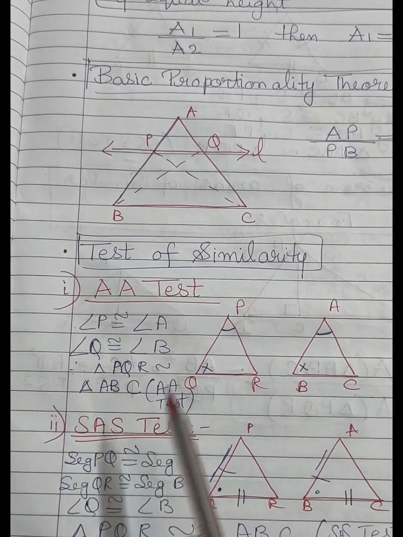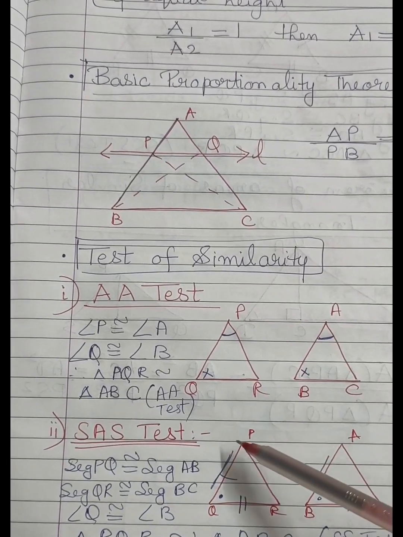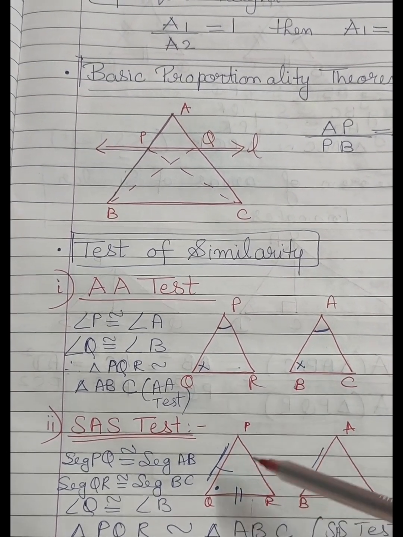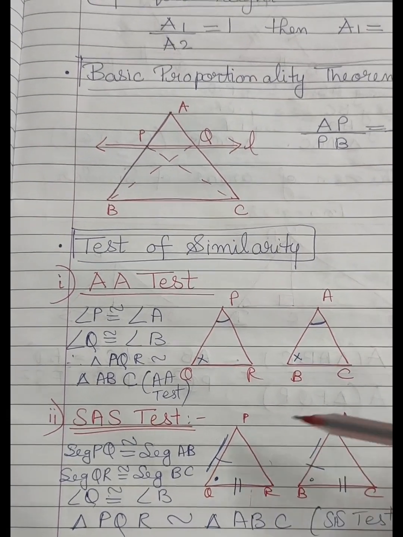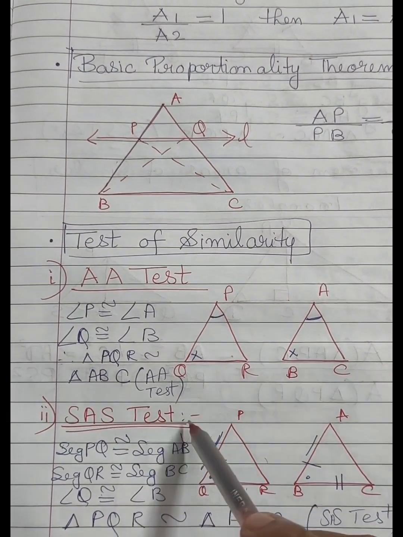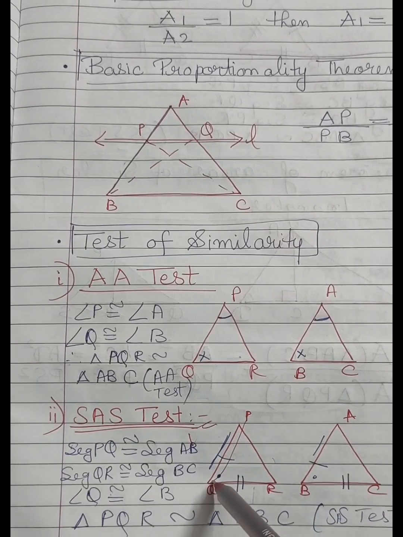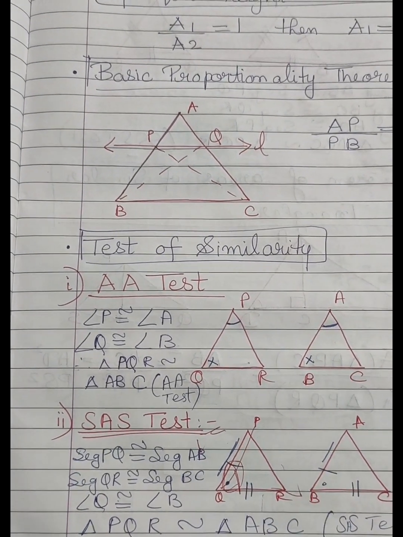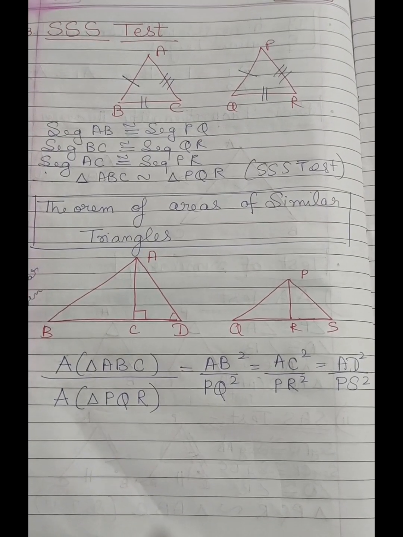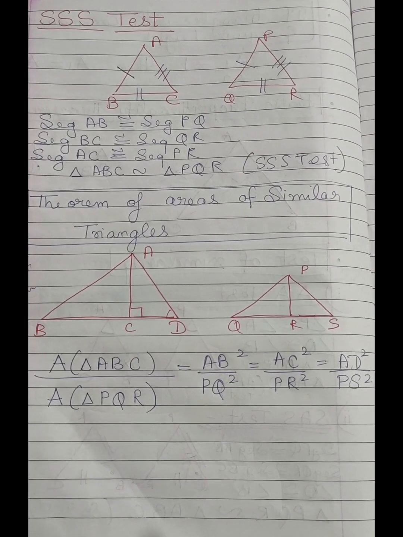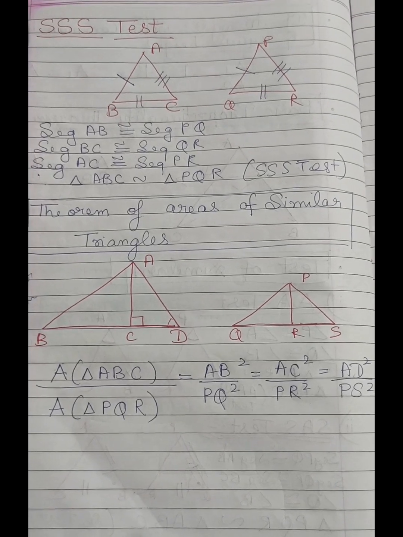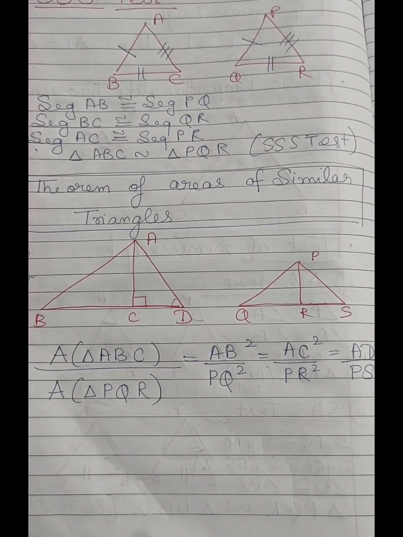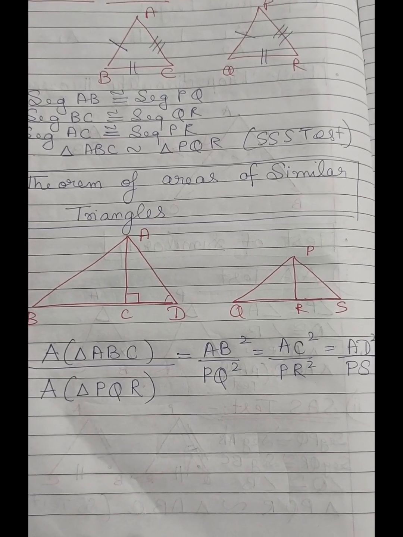SAS test tells you if a side, angle and a side is similar, then the triangles are similar. You can remember this by vada pav, where you have the pav here and the vada is kept as the angle. Next one is the SSS test, where all the sides are equal, then the triangles are similar. And then you have the theorem of areas of similar triangles.